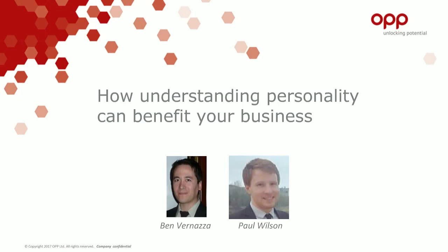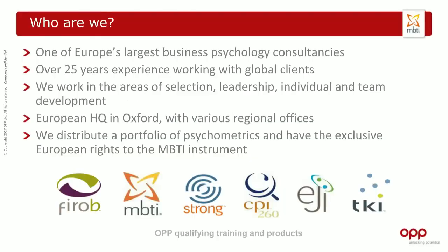Great, thank you, Ben. So you'll hear a bit more from Ben in a moment, but first of all, let me give you a bit of background on who we are and what we do. So we are one of Europe's leading occupational psychology consultancies. We're based in Oxford, but we work globally and we have regional offices across Europe. So we distribute a portfolio of psychometrics and tools, the most popular being the MBTI, which we're going to talk through in greater depth later on. We help organizations in a number of areas, including designing and delivering selection processes and supporting individual, team and leadership development.